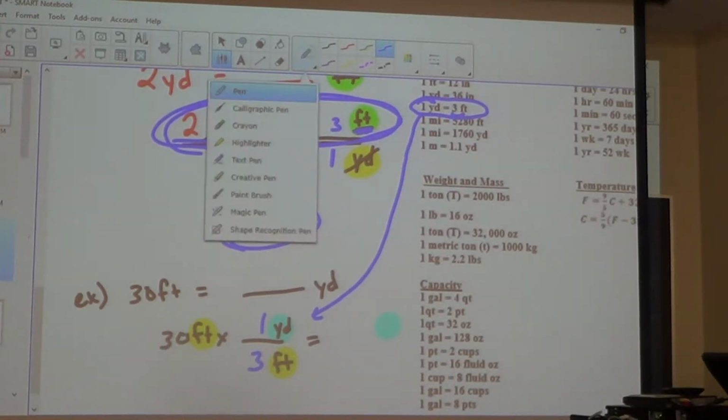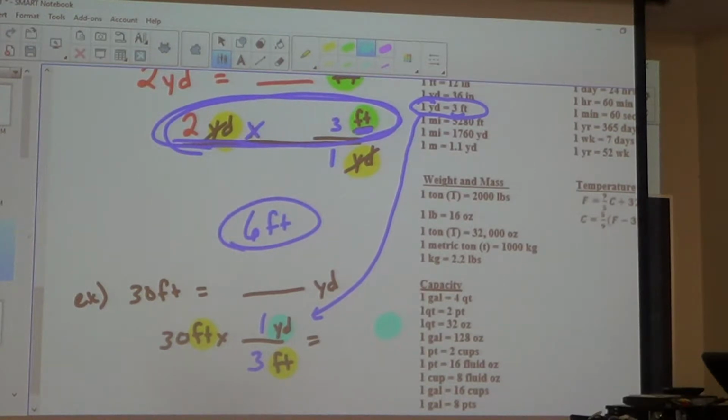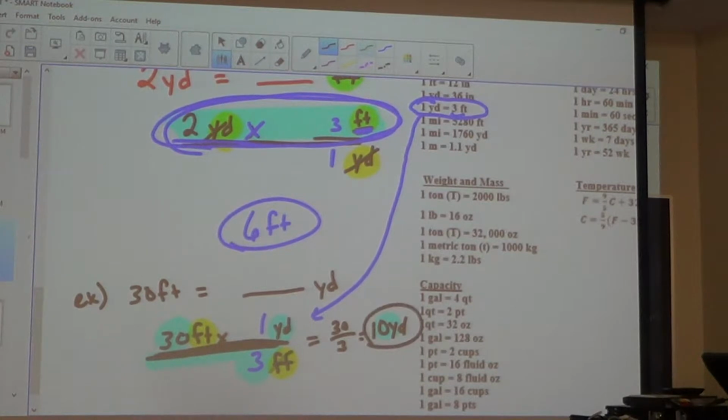On your top problem, do you see that all your numbers were on the top? So you multiplied. Look at your numbers here. What do you think you're going to do with those numbers? Divide. You're going to divide. This one's going to be 30 divided by 3, which is 10 yards. So you don't do anything with the one.